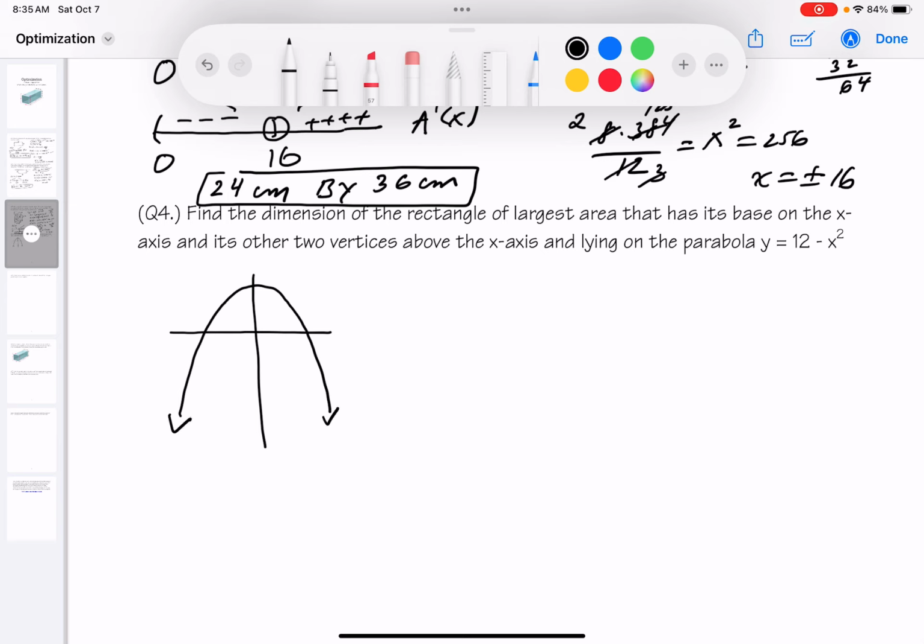And then I know the parabola's got a point here. The point of this parabola would be x. I'm above the x-axis, by the way. And the y-coordinate would be 12 minus x squared.